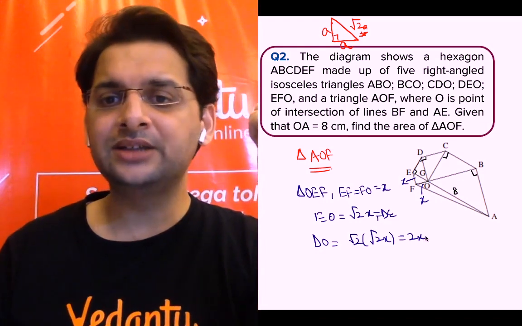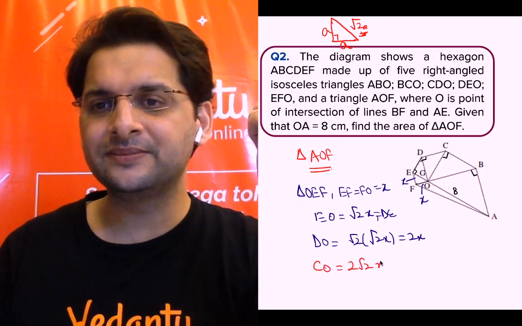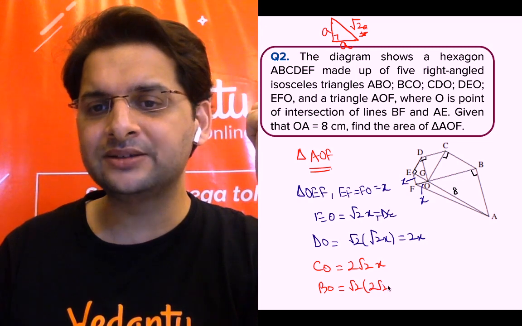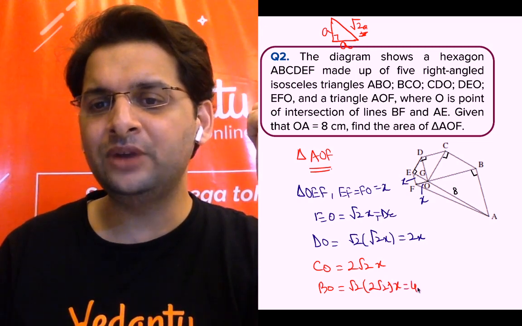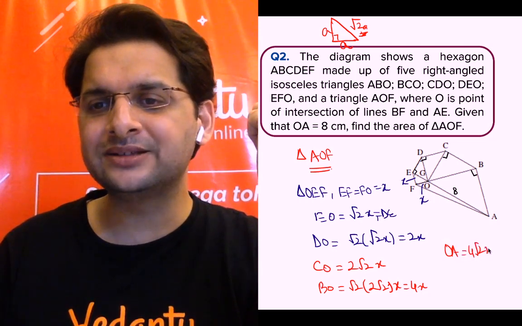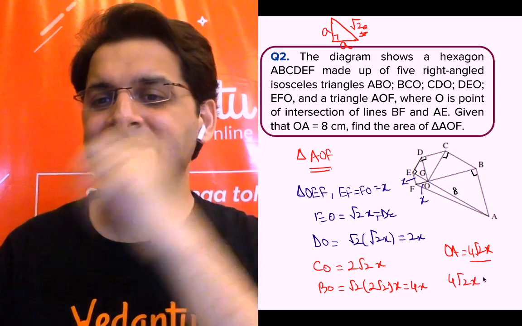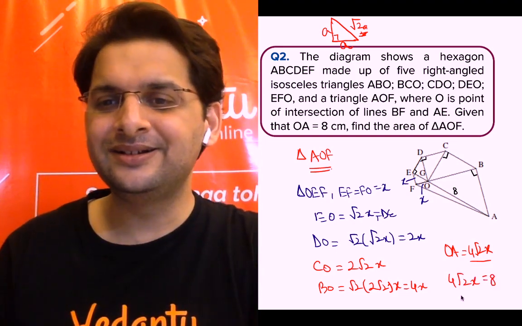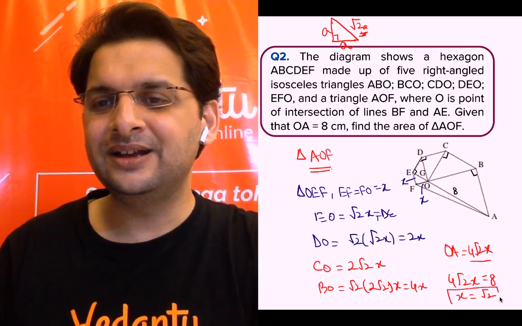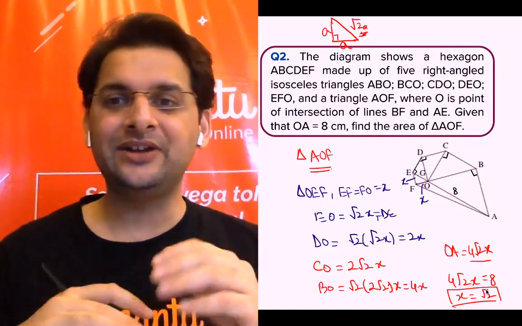So DO is 2x. So can I say CO will be 2 root 2x? And can I say BO will be root 2 times 2 root 2x, and this will be 4x? And can I say OA will be 4 root 2x? And the value of OA is known. So 4 root 2x comes out to be 8, and x, my dear friends, is root 2. So I have given quite a big hint. I gave the value of x itself.